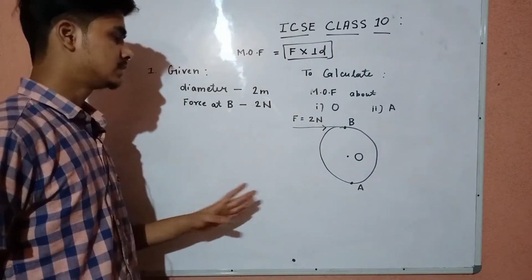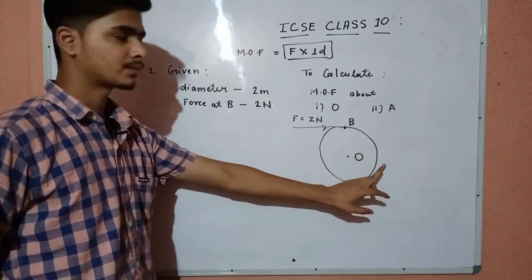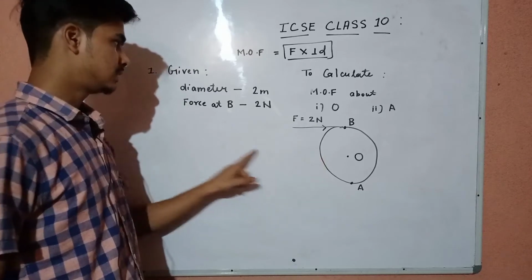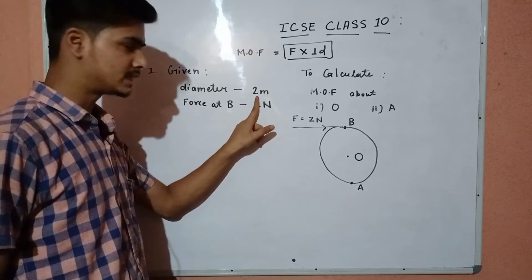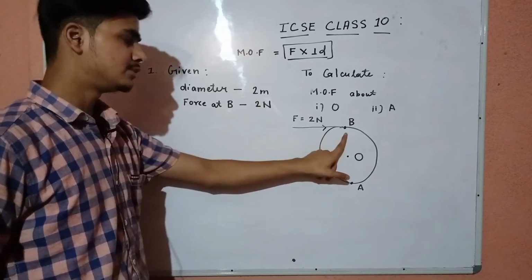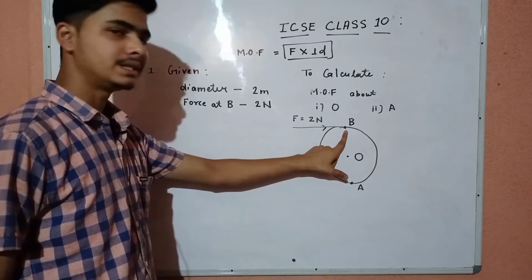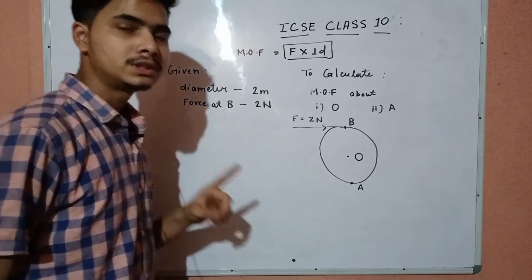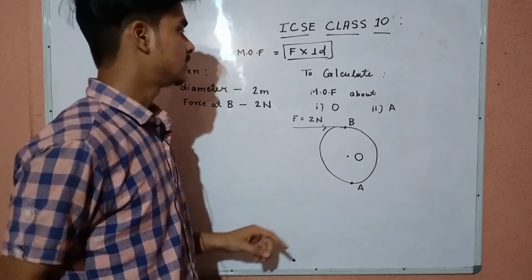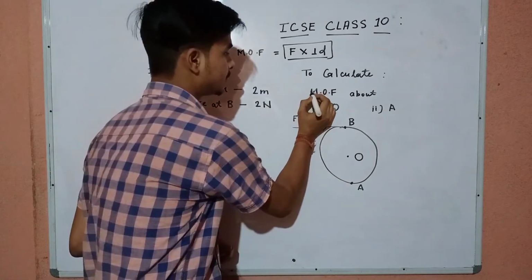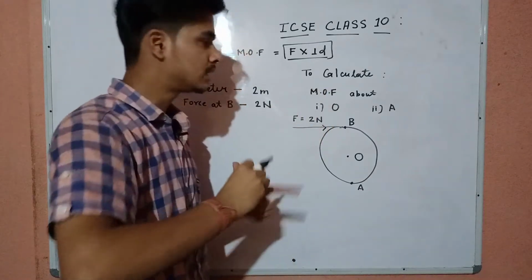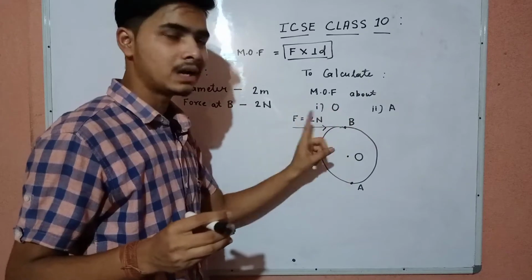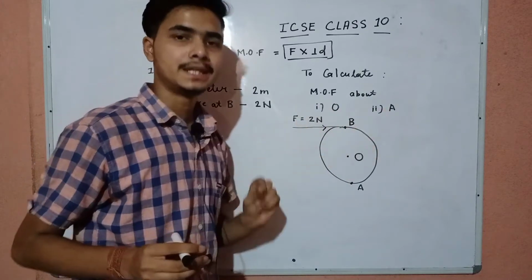The first question diagram is this. The information provided is that this is a circle whose diameter is 2 meter, and there is a force acting at a point B, and the magnitude of that force is 2 Newton. We need to calculate the moment of force about the point O, here, and also about the point A.